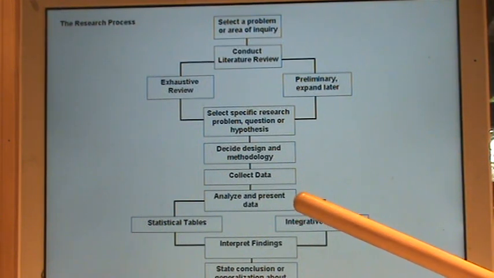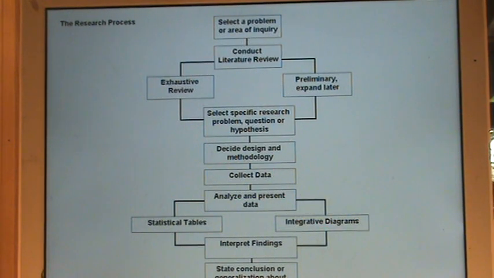Then, whether you're doing a thesis or a project, you'll analyze and present your data. For a thesis or study, you'll probably use statistical tables and interpretive diagrams. Depending on what you're doing a project on, you may have some interpretive diagrams, or if you've developed a curriculum, you'll be presenting your curriculum guide, or if it's a website, the website, or things like that. And then you will interpret your findings and state your conclusions or generalizations about your area of inquiry or the problem. And that's basically what you will be doing. That's the research process.